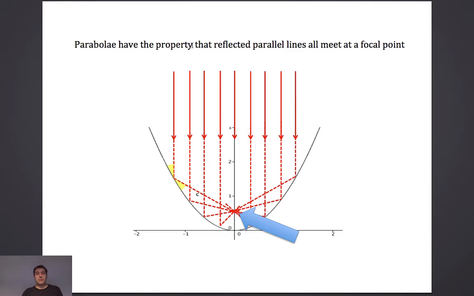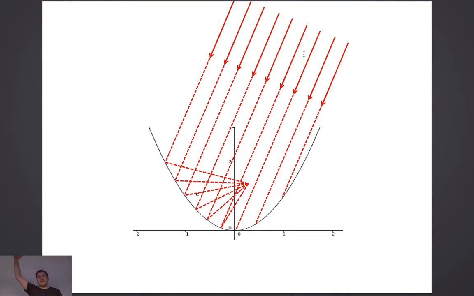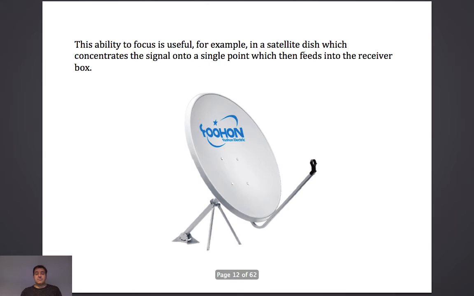So parabolae have the property that reflected parallel lines all meet at a focal point. Even if those lines are coming in from a different point or source, they all reflect onto a single point. That's useful, for example, in a satellite dish, because a satellite dish is basically a parabolic antenna. The Danish word for it is parabol. This ability to focus is useful in a satellite dish, which concentrates the signal onto a single point, which then feeds into the receiver box.